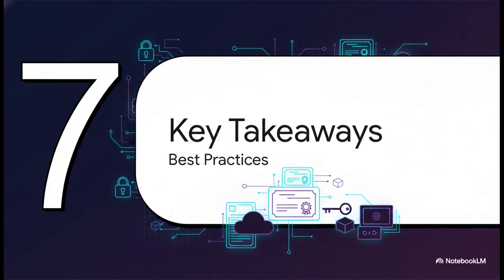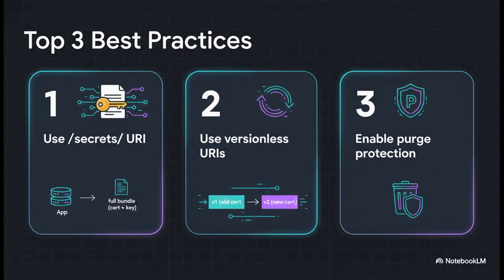So let's wrap this all up. After digging through all 5 of these gotchas, what are the key best practices that you really need to remember? Let's just boil it all down to 3 simple, critical rules. Number 1, for any service that's doing TLS termination, always use the /secrets/ URI. Number 2, to make sure those services pick up new certificates automatically, always use the versionless URI. And number 3, on any Key Vault you use for production, please enable purge protection. It is your ultimate safety net against accidents or someone doing something they shouldn't.